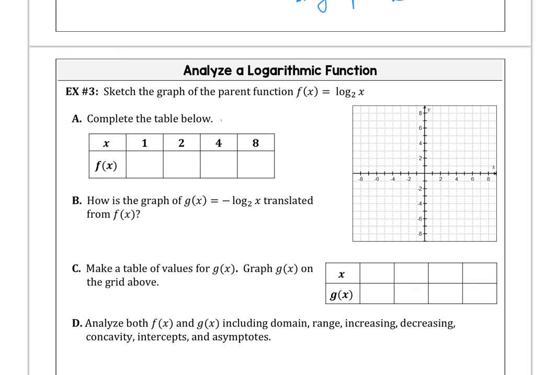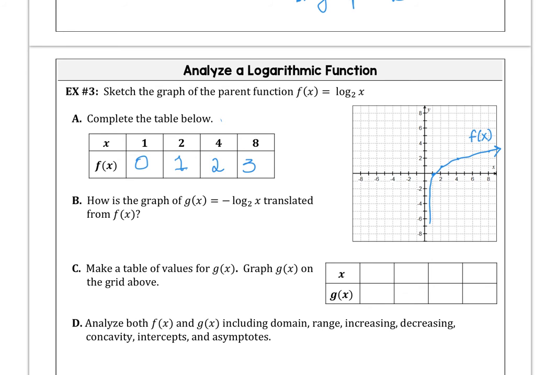Moving on to example 3, we want to sketch the graph of the parent function log base 2 of x. Substituting our x values into the function, we get 0, 1, 2, and 3. So we can graph those ordered pairs: (1, 0), (2, 1), (4, 2), and (8, 3) gives us the graph of f of x.